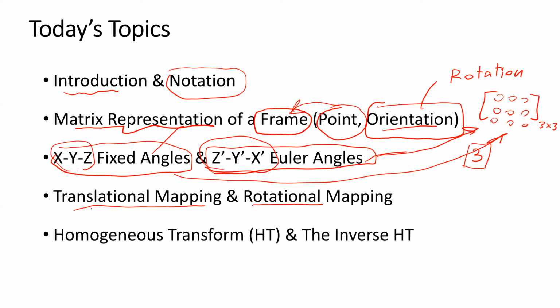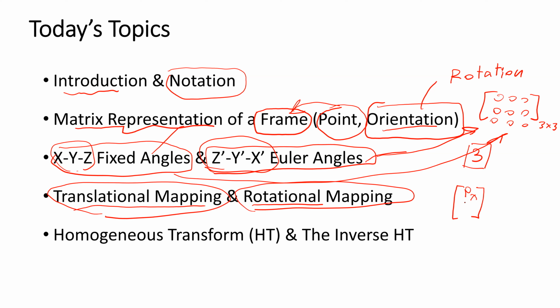So we need to translate the origin of the frame to somewhere, and we also need to rotate the frame to be in the direction that we want. And we have a mathematical tool to map the translation and the rotation of the frame. Actually, for the position, we know that we have the position in X, Y and Z direction.